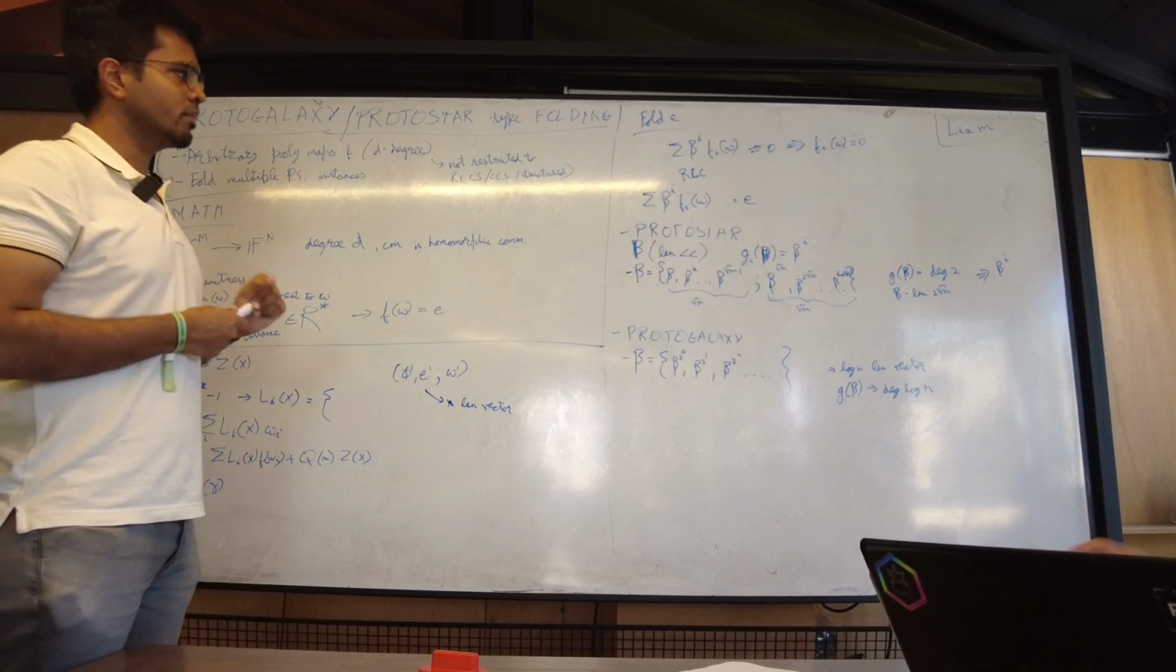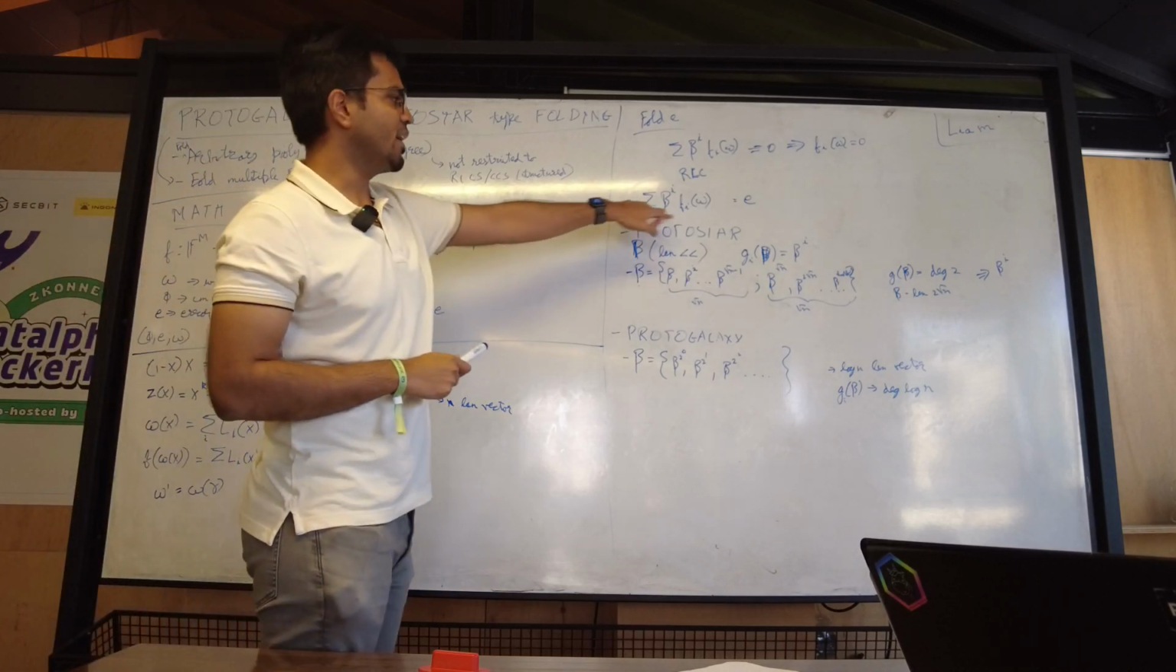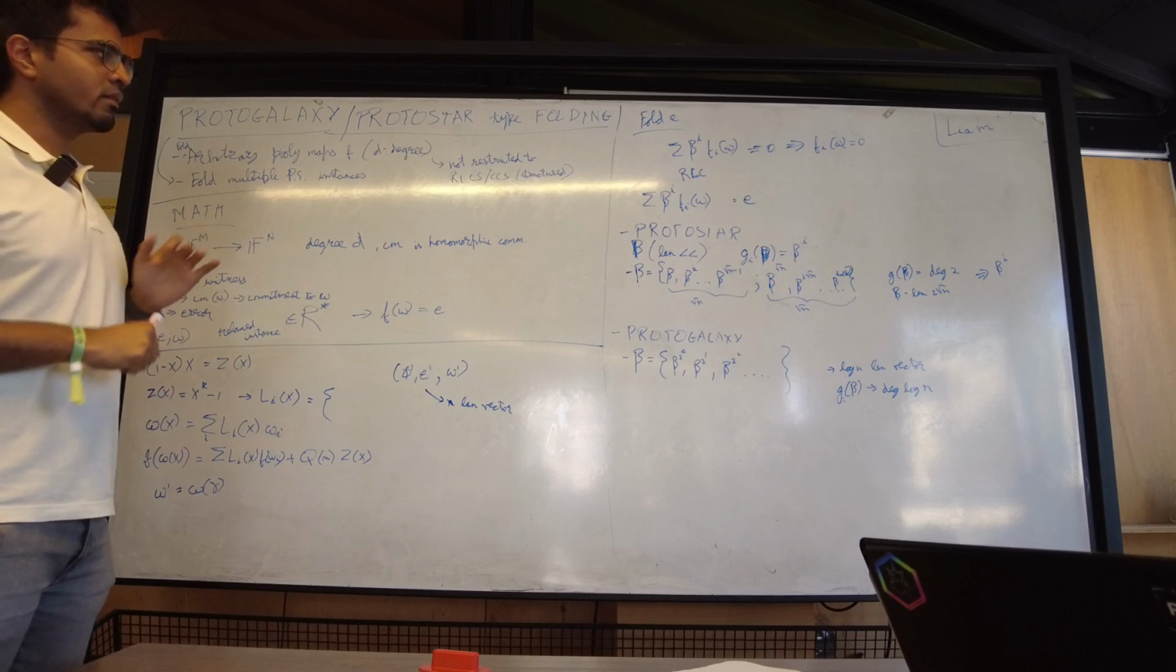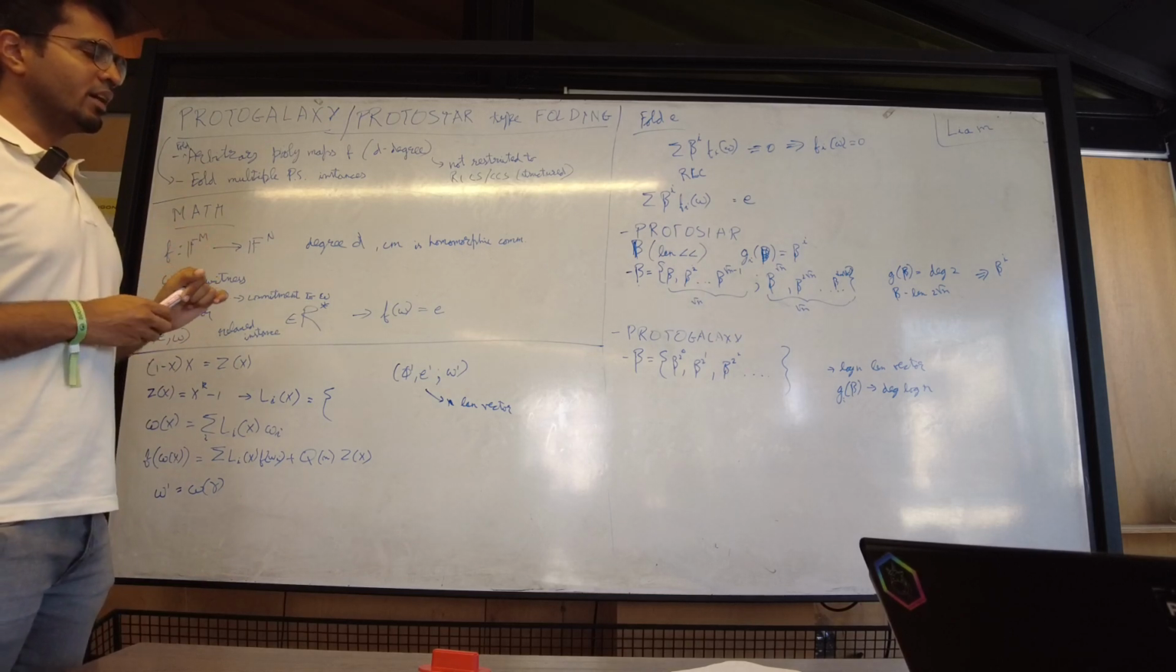Yeah, the point of beta is to combine all of these instances into one field element. Okay, so both Protostar and Protogalaxy use different approaches.